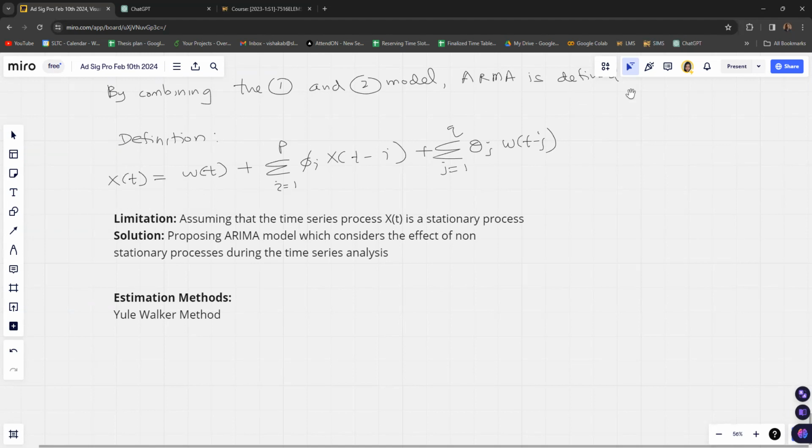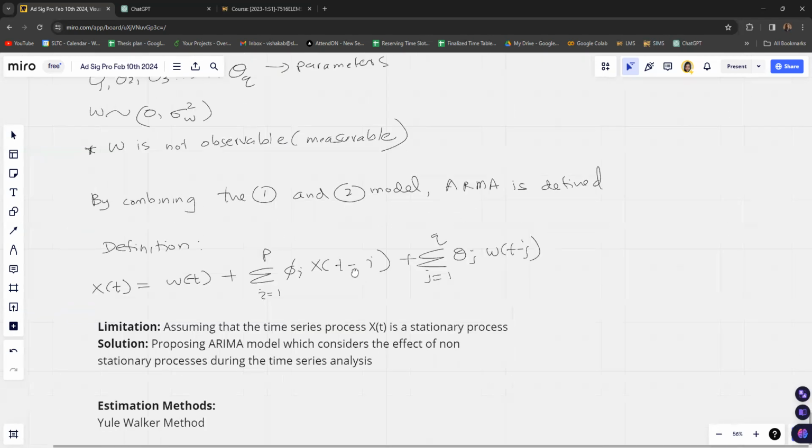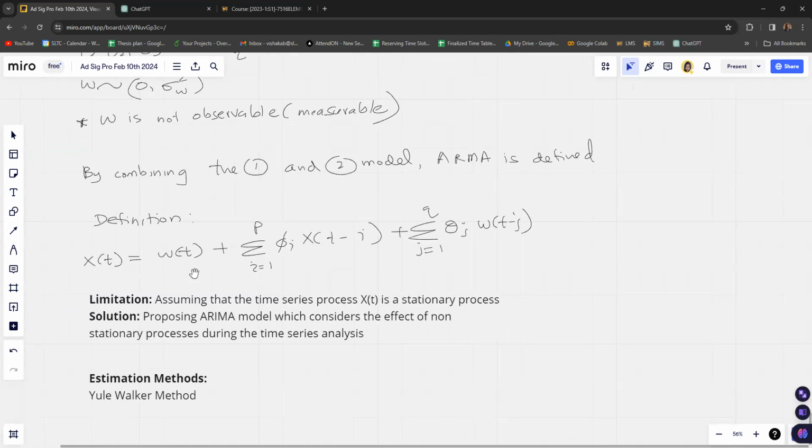So this equation that we have here has the combination of both AR models and MA models. So this is known as the ARMA model.